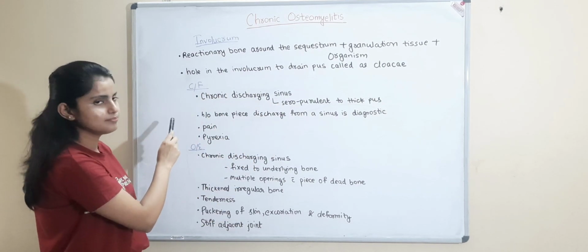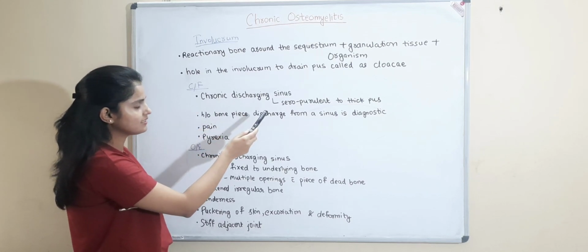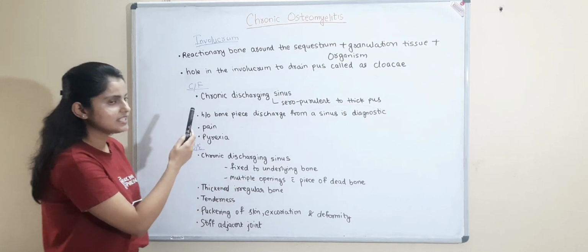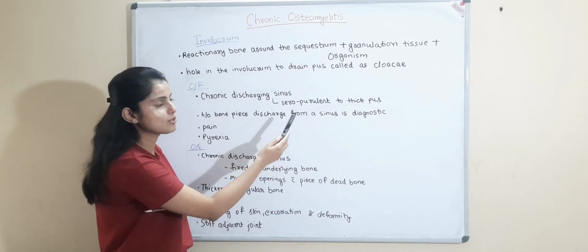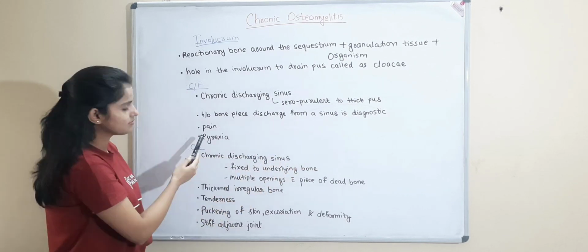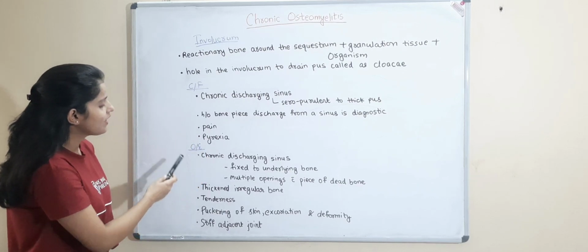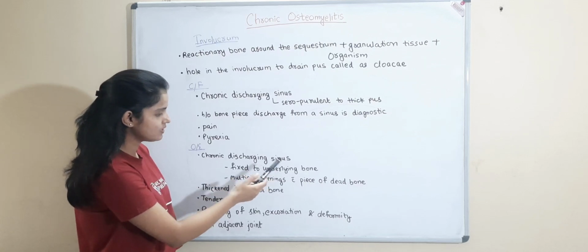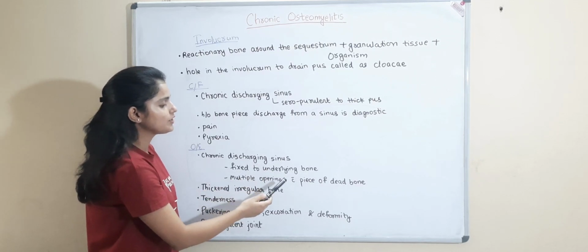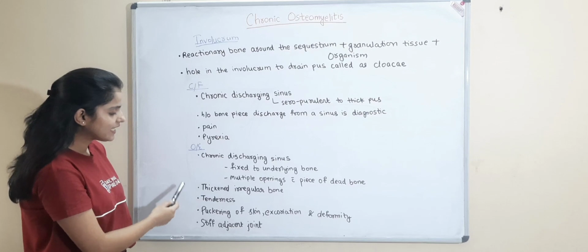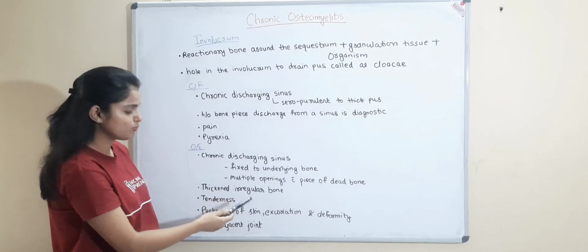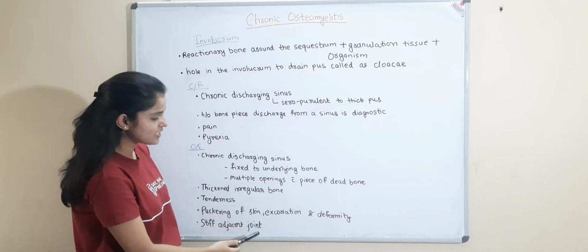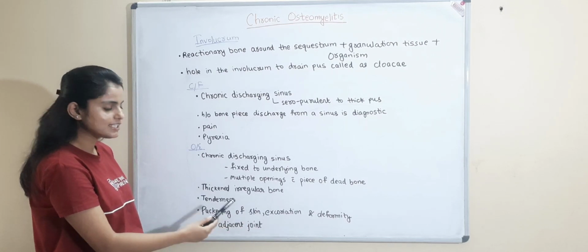On clinical features, patient presents with chronic discharging sinus, and the discharge varies from seropurulent to thick pus, and the patient will give history of bone piece discharge from a sinus, which is diagnostic, pain and pyrexia. On examination, there will be chronic discharging sinus which is fixed to underlying bone, and there will be multiple openings with piece of dead bone, and there will be thickened irregular bone due to new subperiosteal bone formation. There will be tenderness and puckering of skin, excoriation and deformity will be seen, and the adjacent joint will be stiff.